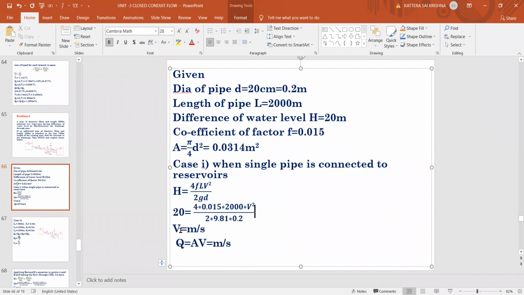So V equals, you need to tell me what is the value of the velocity. 36.16, sir. Okay. Just check whether V is the right answer.